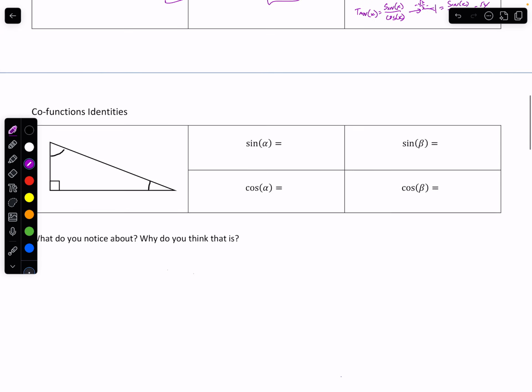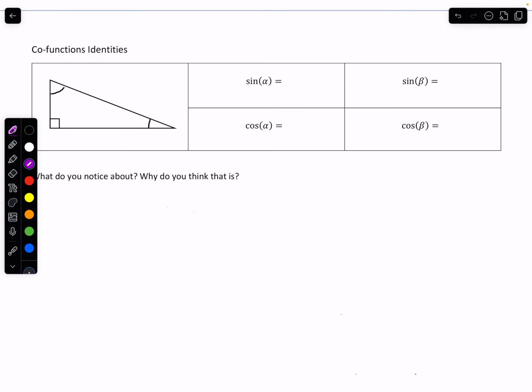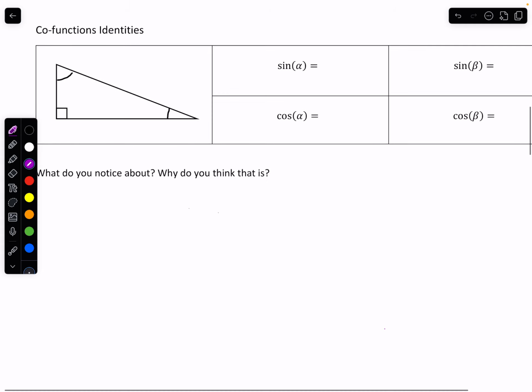Okay, let's see what we have here. We have some co-function identities here. So if we think about in a triangle, I'm going to call this angle here alpha, and this angle here beta. And I'm going to name the sides opposite them as capital letters. So I'll call the side across from the 90-degree angle C. I'll call the side across from the angle beta a capital B. And I'll call this side across from alpha a capital A.